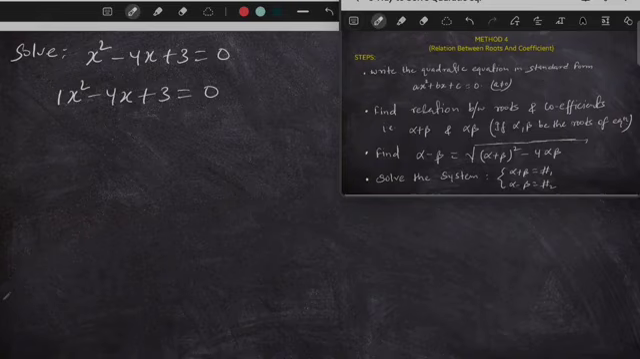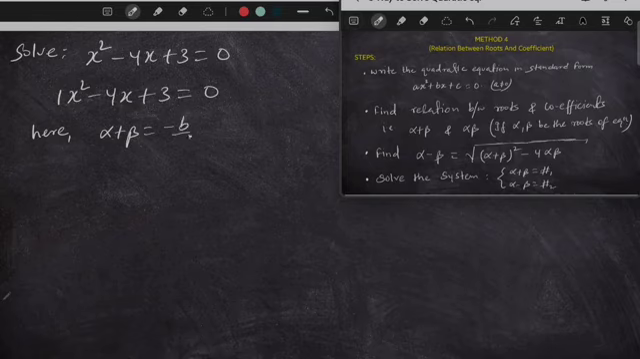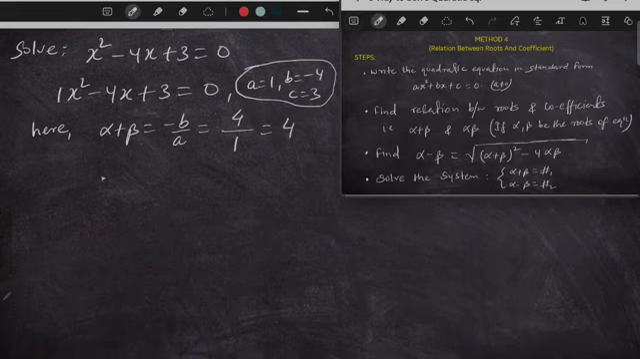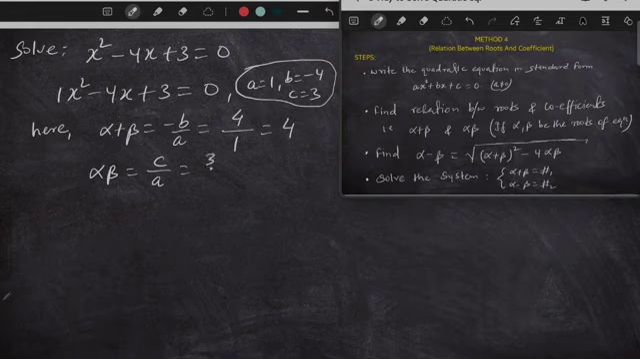It is alpha plus beta and alpha into beta. Here alpha plus beta is negative b by a. So negative b means positive 4 divided by a. A means 1, that is 4. Here a is 1, b is negative 4 and c is 3. And alpha into beta is c by a. Here the c value is 3, a value is 1, that is 3.